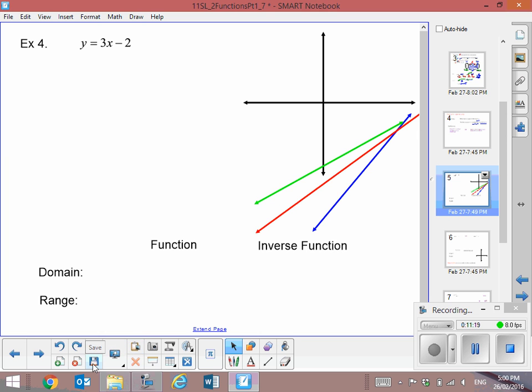All right, we're going to do a little bit of these together. So y equals 3x minus 2. So first step is swap the variables.